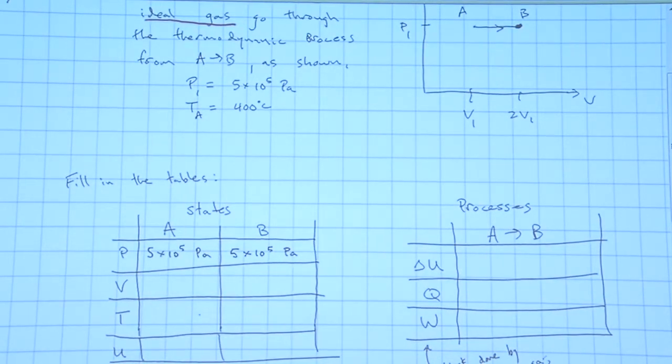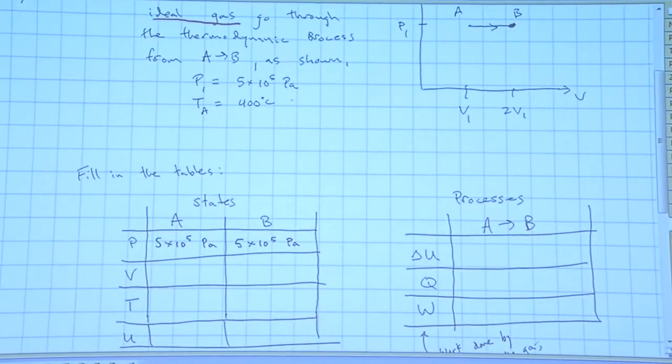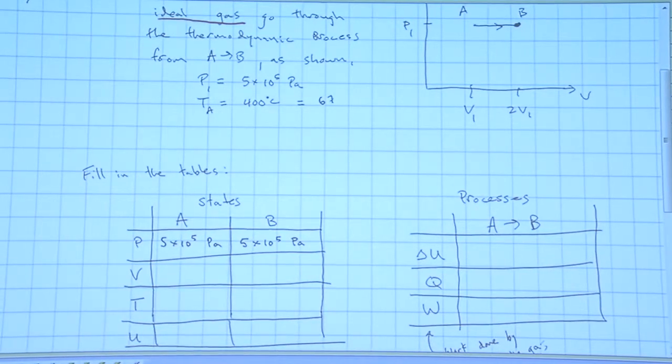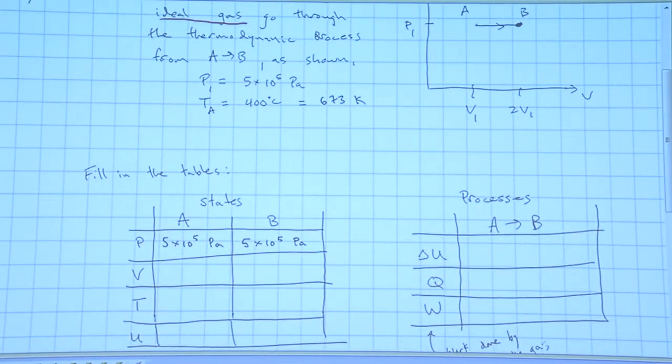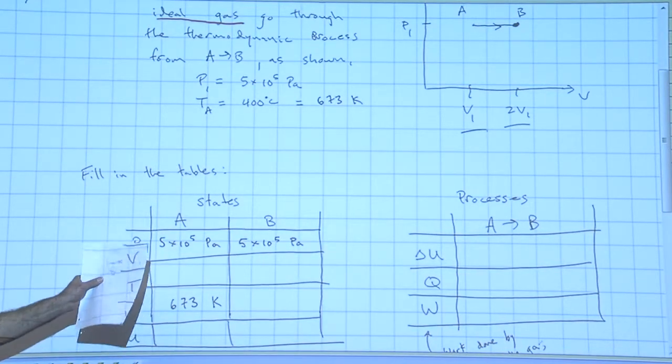There's one problem, though. It's not given in Kelvin. So I need to add 273 to that. And that's what I'm going to use here, 673 Kelvin. Now we want to start, that's all that's given, right? That's everything that's given. We don't know V1. We know that V2, or the volume at B, is twice the volume at A. That's given. But we don't know what those are.